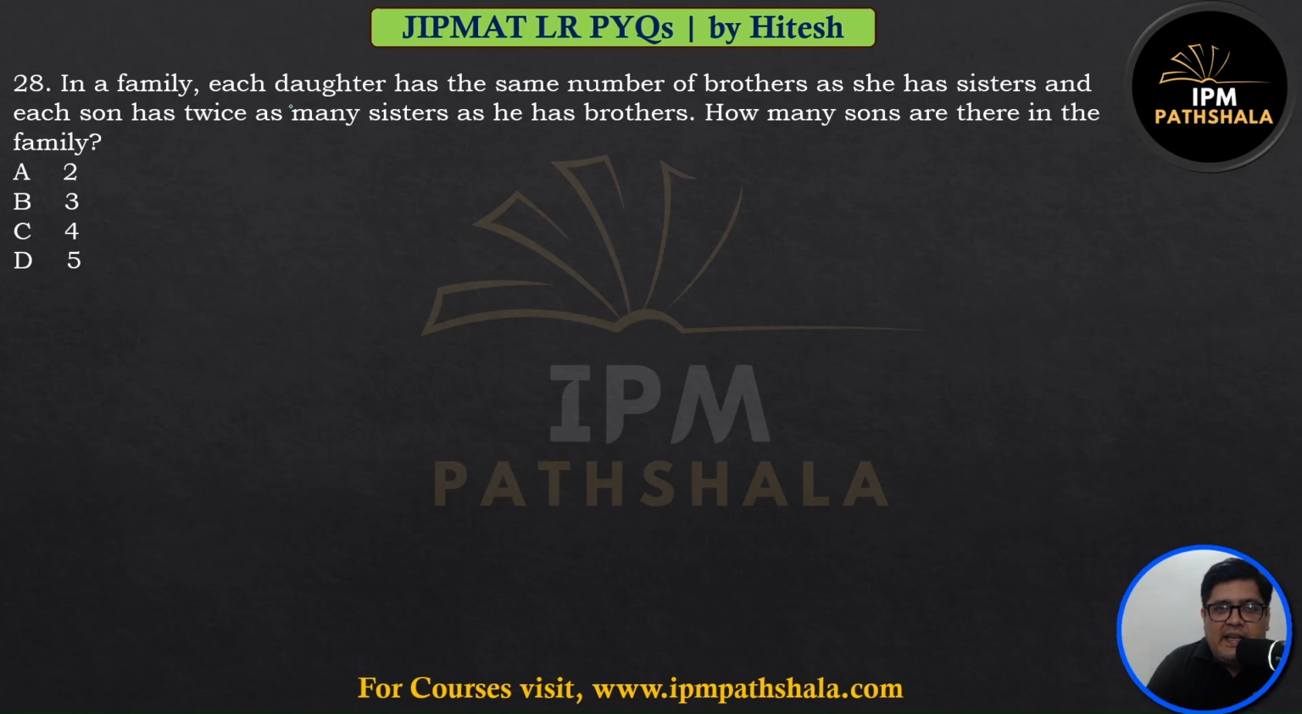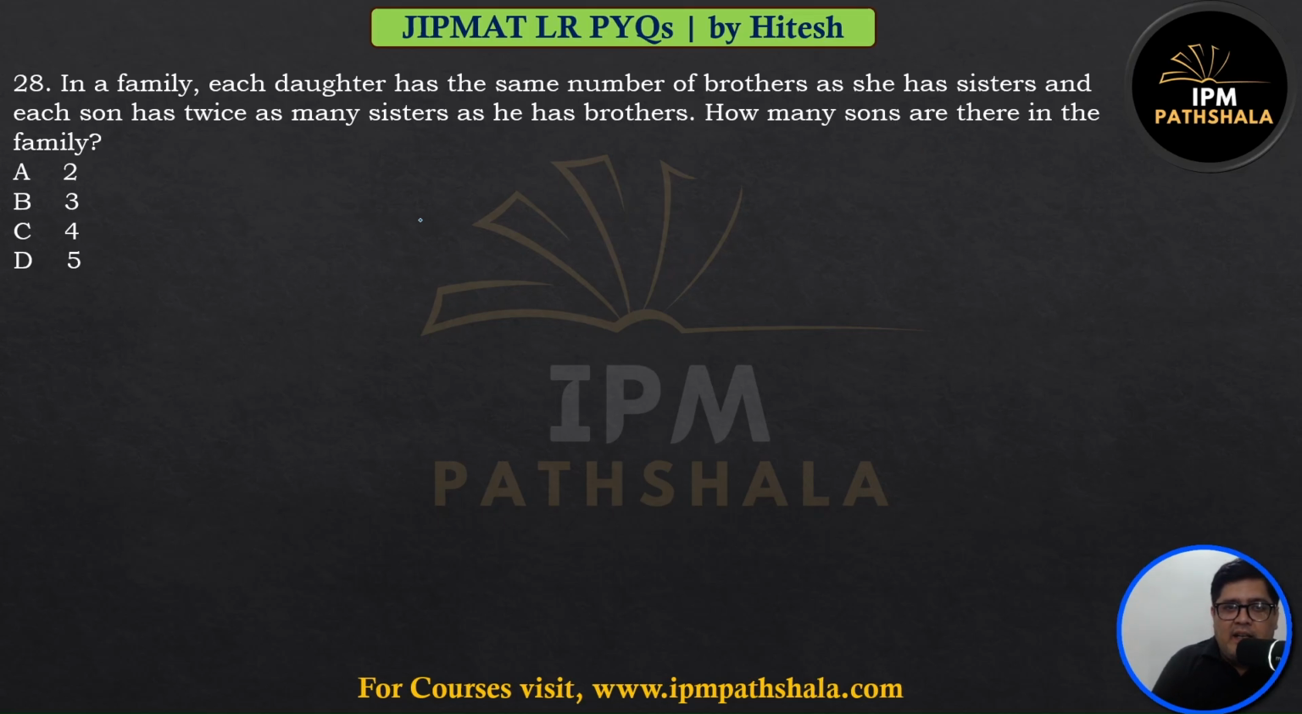In a family, each daughter has the same number of brothers as she has sisters, and each son has twice as many sisters as he has brothers. How many sons are there in the family?